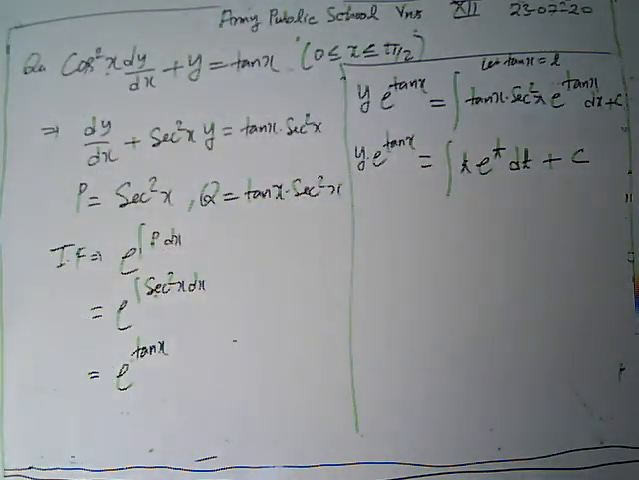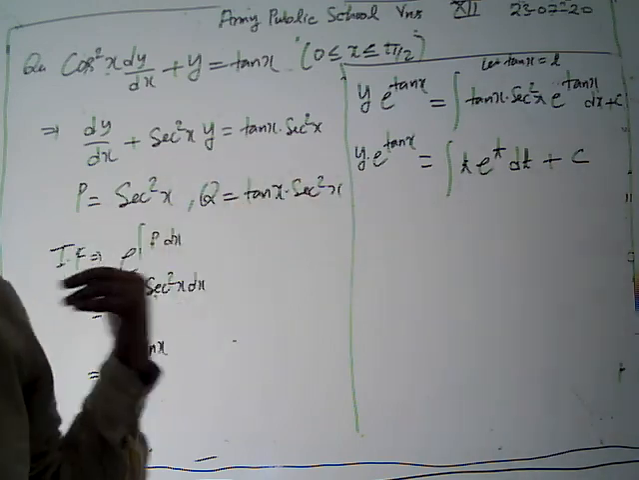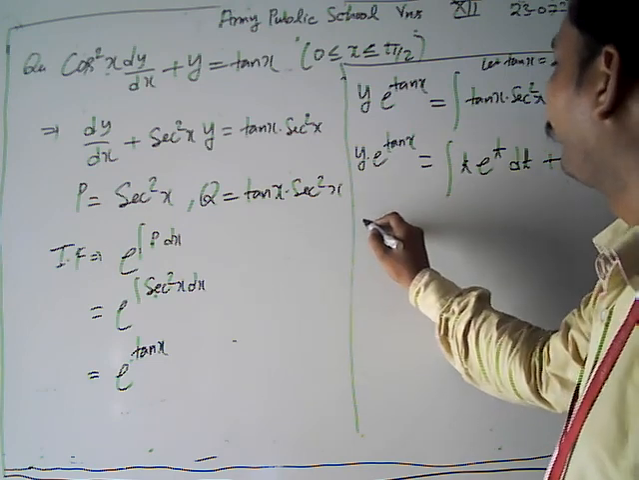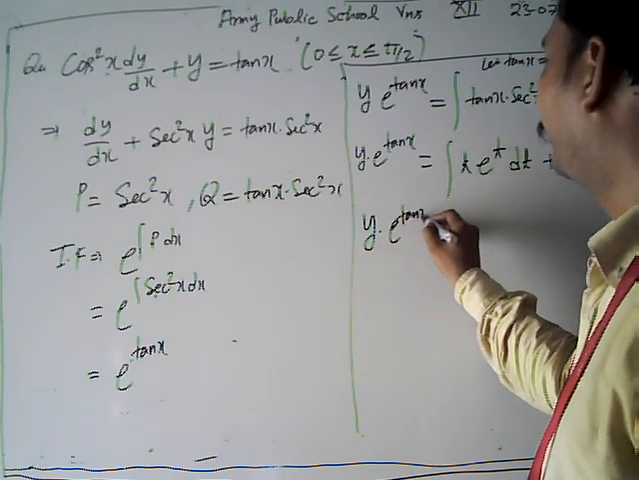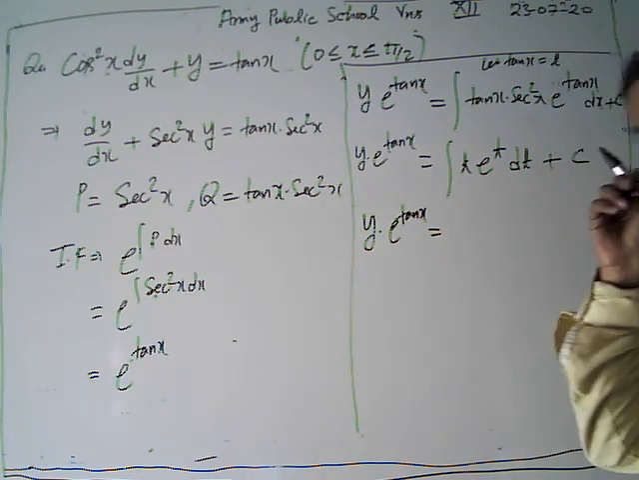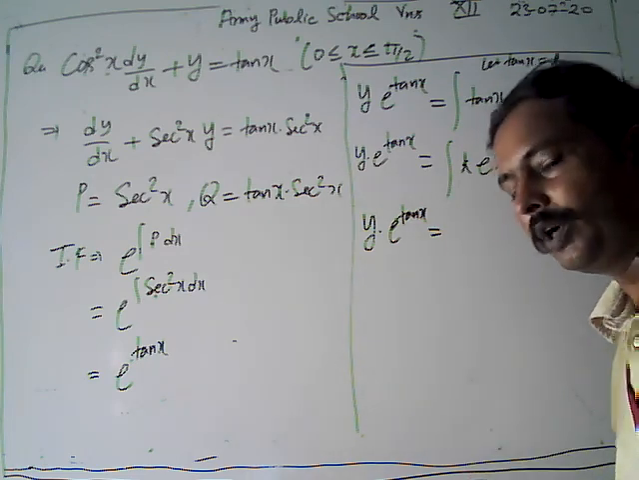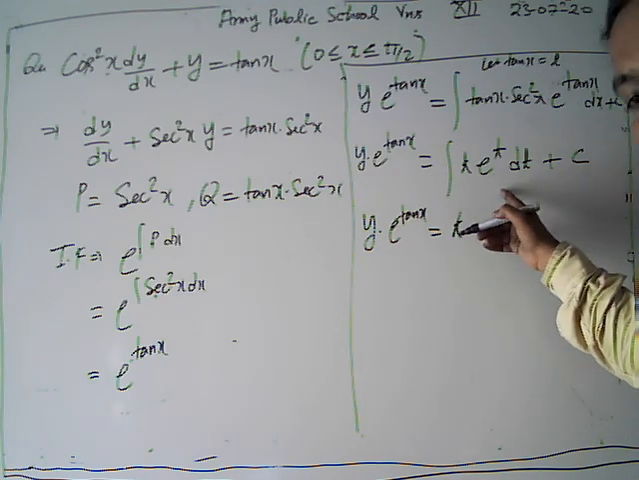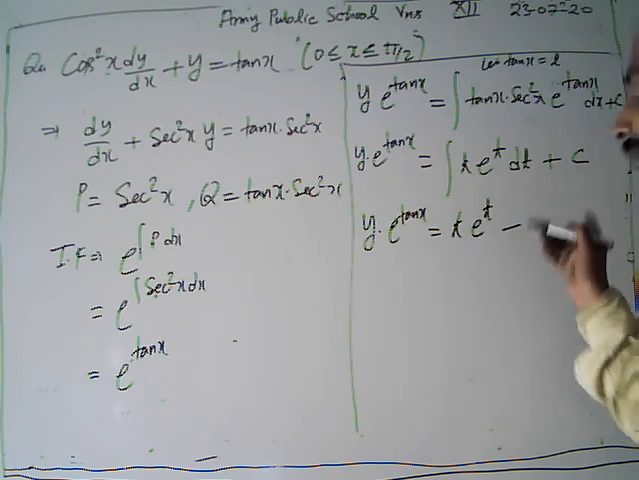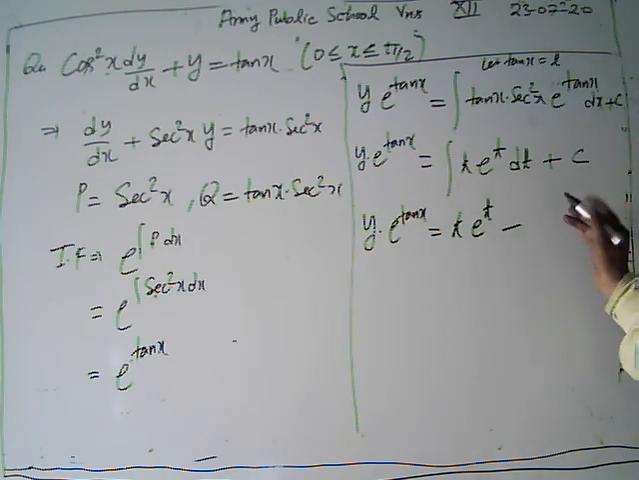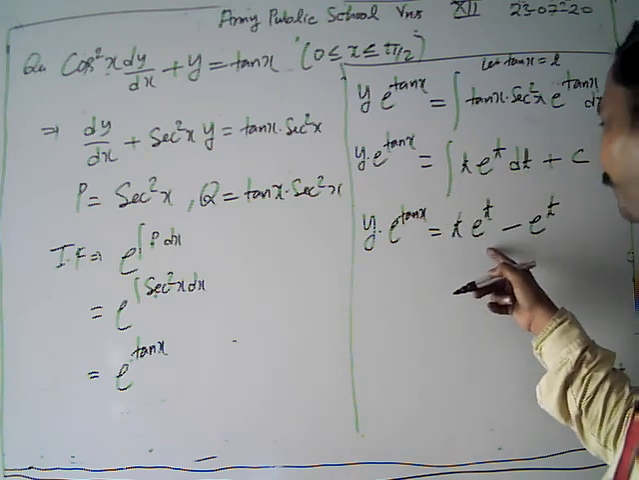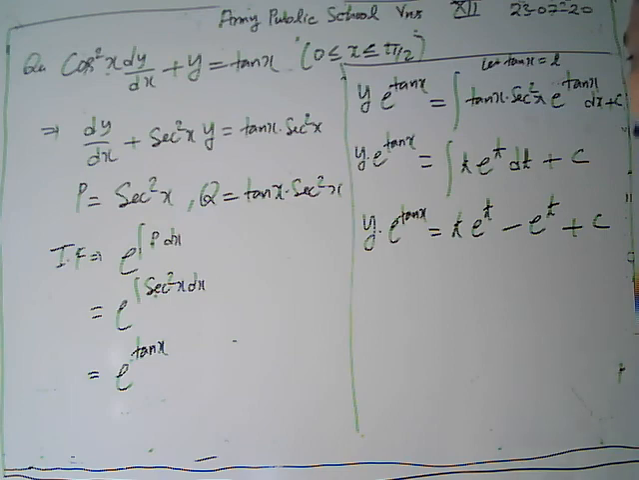Now how can we find its integration? The integration of t into e to power t, we can get by using integration by parts. Then y into e to power tan x is equal to, look, we have algebraic and exponential. We take the exponential as the second function. First function times integration of second, e to power t, minus derivative of t, 1, times integration of e to power t, and then again integration of e to power t gives e to power t. By using integration by parts, the integration of t into e to power t is t into e to power t minus e to power t plus c.